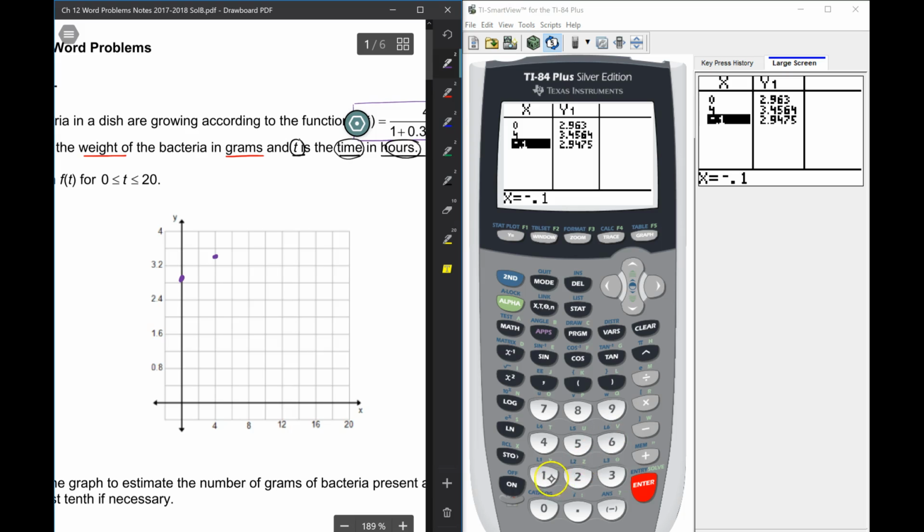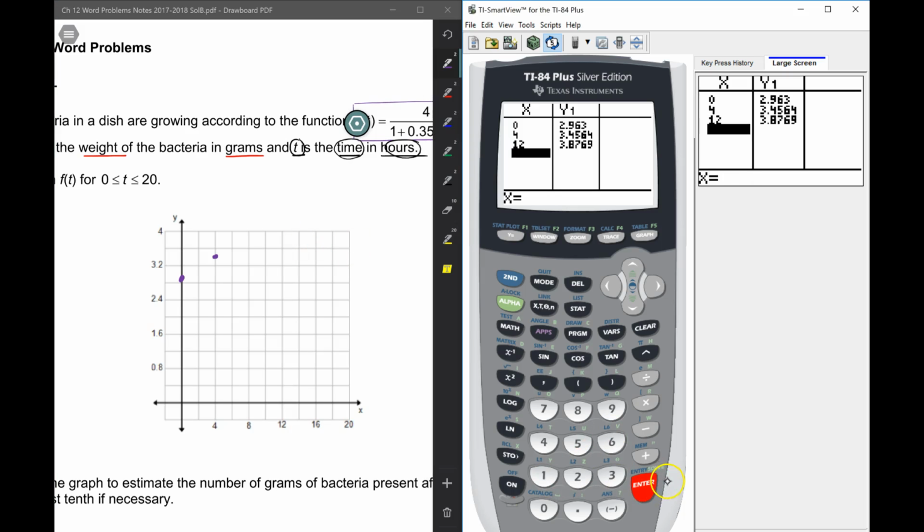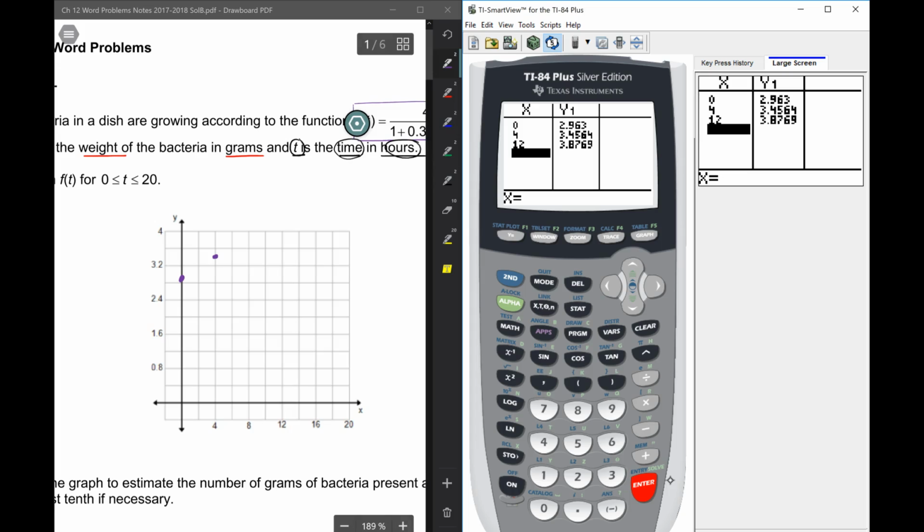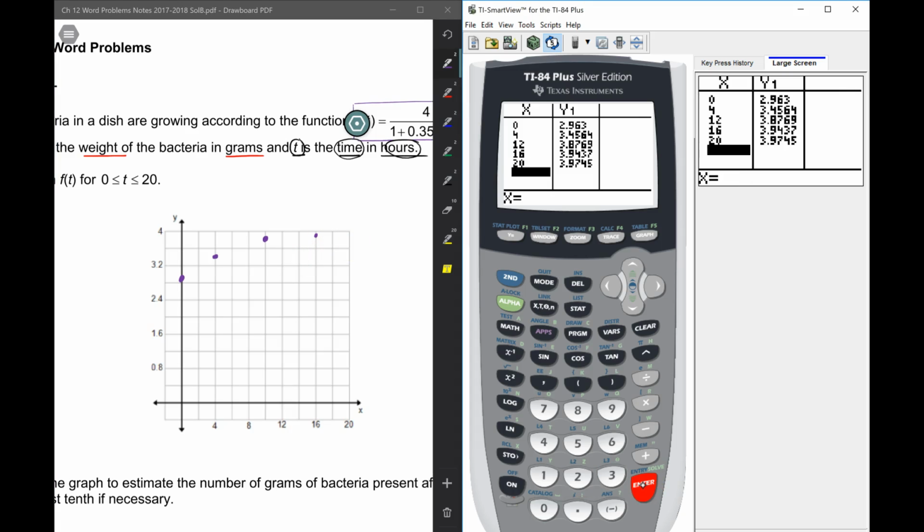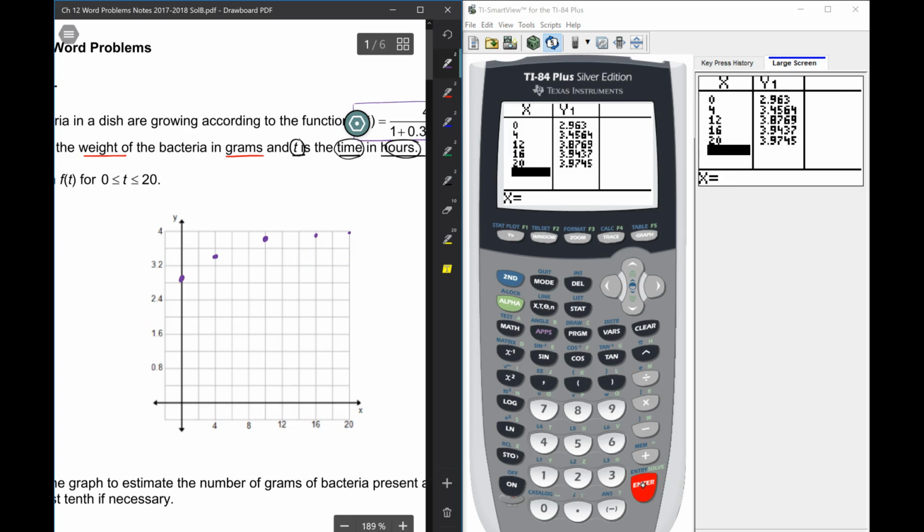And let's say at 12, it's 3.879 here. And then at 16, 3.947. And how much is it at 20? A little bit higher, right? So it just keeps going progressively up like that. Okay?